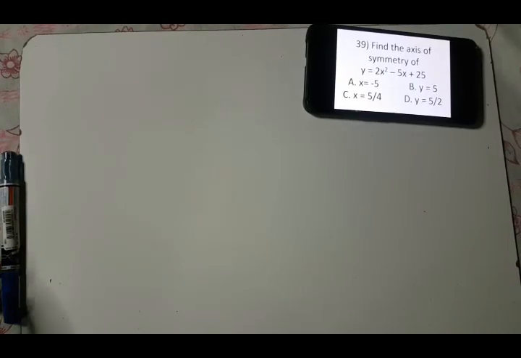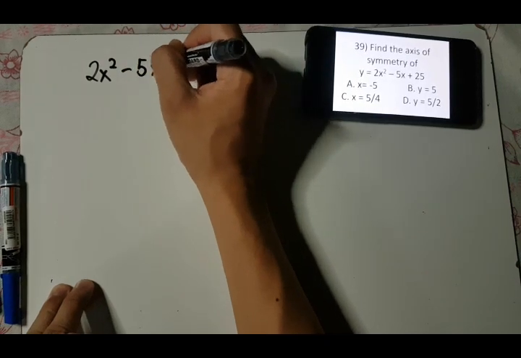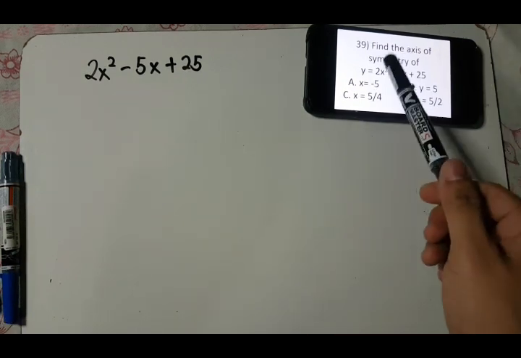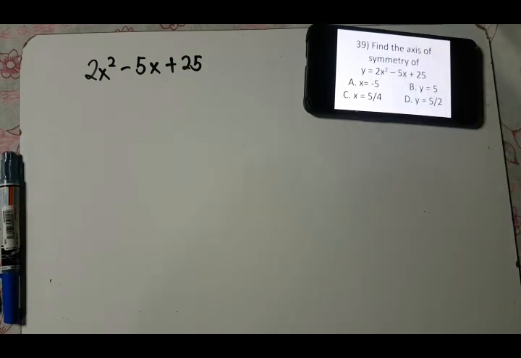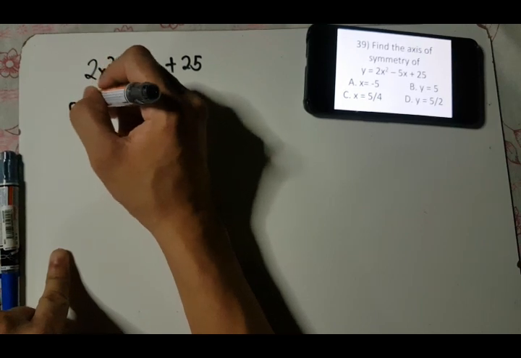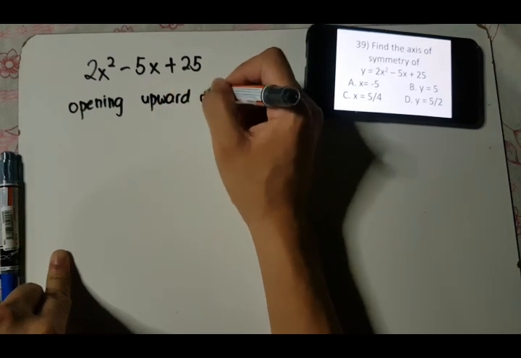Next question, find the axis of symmetry of y is equal to 2x squared minus 5x plus 25. So this is an equation of a parabola. So paano nyo po siya malalaman kung equation siya ng parabola? So isa lang yung naka-square na terms. Okay? So to get the value of the axis of symmetry of a parabola, use the formula. So this is opening upward, for opening upward or downward.